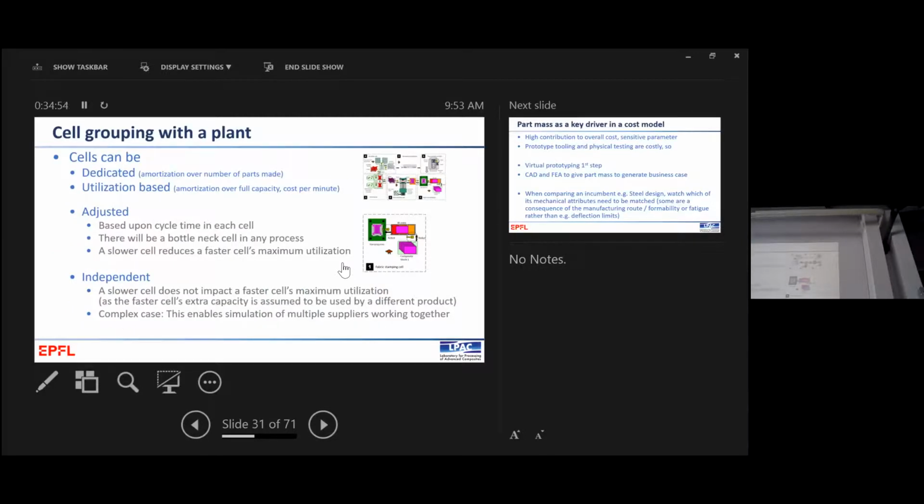So just going on to a few more topics in this deep dive, we talked about cells being dedicated or utilization based. And that's why we break it up into cells, so we can pull them out and change the assumptions by cell. Okay. In a process flow, you're always going to have a bottleneck, and we can adjust the cycle time of the cells to match the slowest one accurately. Or you could say, well, this one's independent because this one is twice as fast as this one, so we can use it for something else. So in more advanced models, you can start to play with the way the cells work together in a process flow.